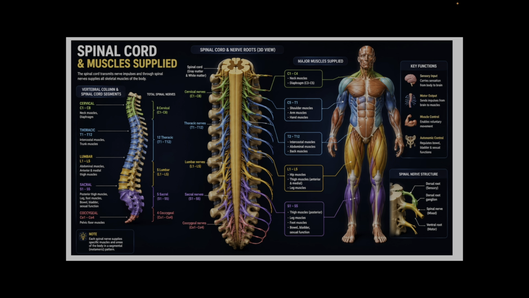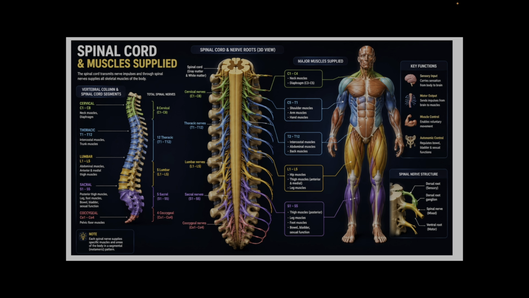The cervical segments from C1 to C8 supply the neck muscles and contribute to the diaphragm through the phrenic nerve, mainly arising from C3 to C5.